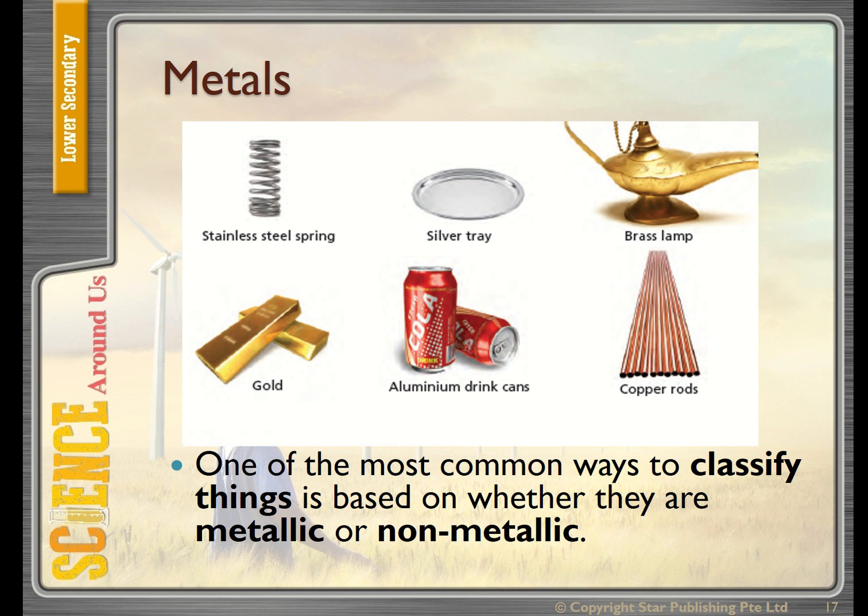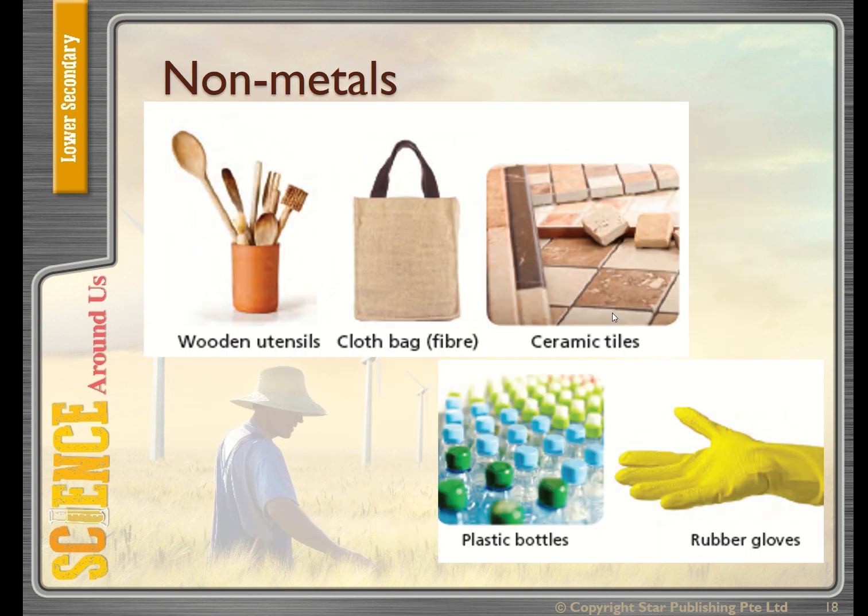Now we are at page number 15 of your textbook, metals and non-metals. One of the most common ways that we classify things is based on whether or not they are metals or non-metals. If you take a look at the many examples in your book on page number 15, the first few examples, silver, gold, aluminum can, copper, these are all your metals. And if you take a look at non-metals, you will have wooden utensils, clothes, plastic bottle, rubber glove.